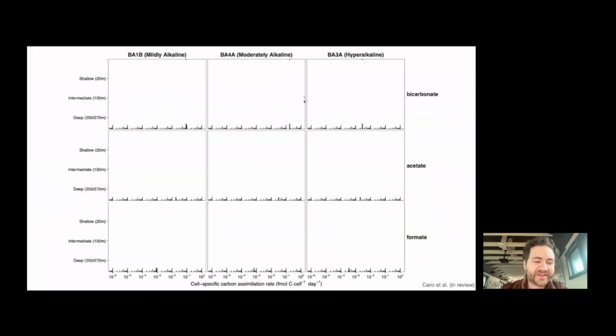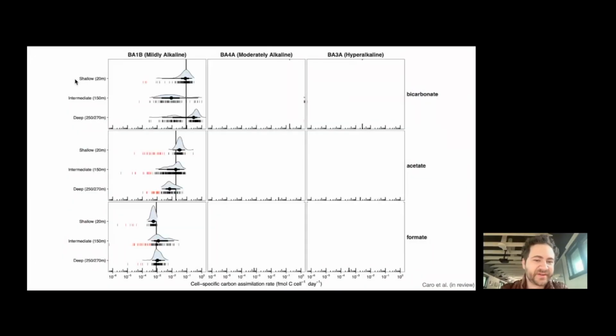So what this data looks like, I'm going to present this plot slowly because there's a lot going on, but across the x-axis, we're looking at cell-specific carbon assimilation rate in femtomoles of carbon assimilated into a cell per day. So that's just the amount of carbon from the 13C source that the cell is assimilating into its biomass. And we're looking across our mildly alkaline, moderately alkaline, and hyperalkaline wells at 3 different depths at 3 different carbon sources: bicarbonate, acetate, and formate.